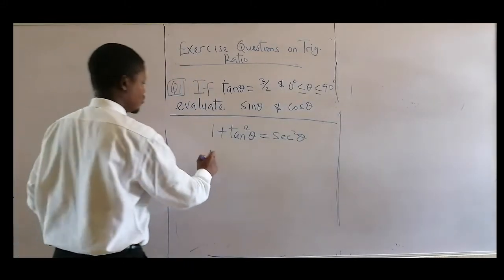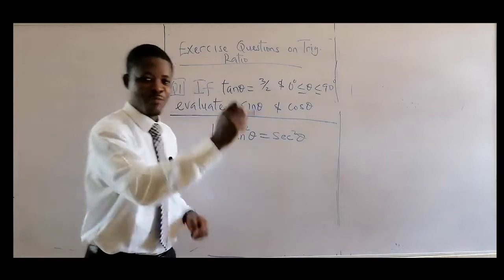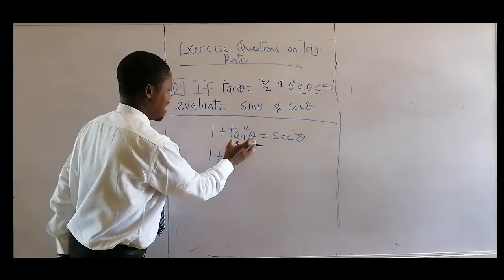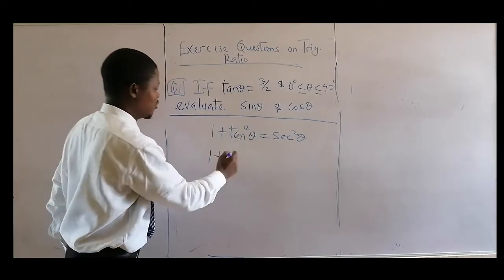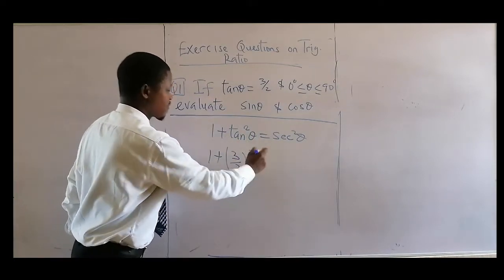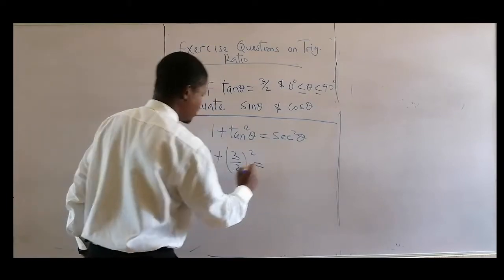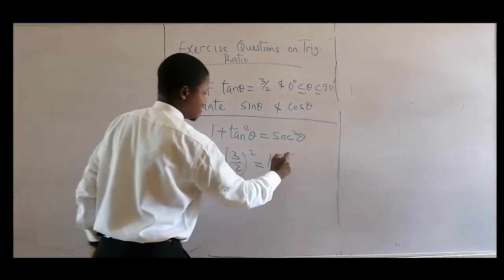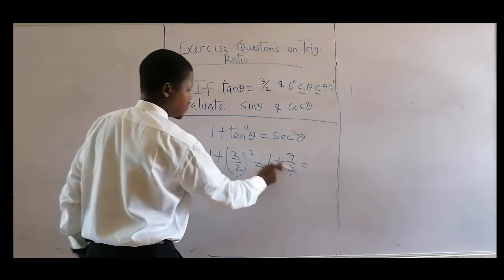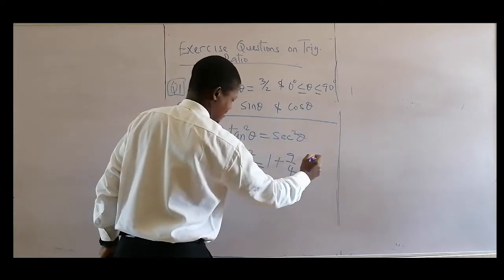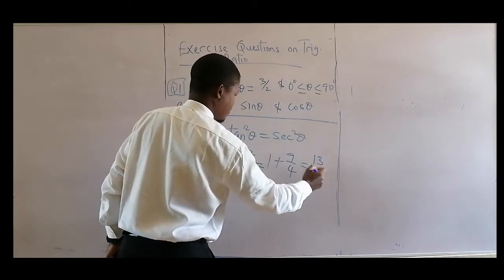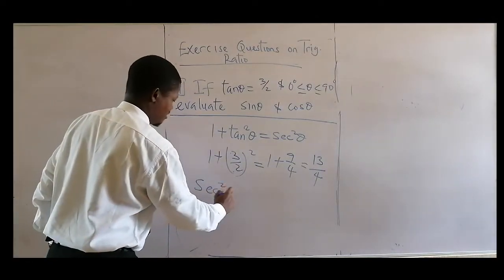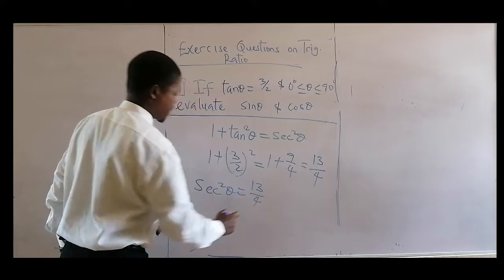Okay? So this is equal to 1 plus. Please take your pen and your paper and follow as we are going. So this one, tan theta, we have the value, 3/2 squared. So let's get the value. That will be equal to 1 plus 3 squared over 2 squared. That's 9 over 4. And that's equal to 4 plus 9 over 4, that's 13 over 4. So sec squared theta is 13 over 4.